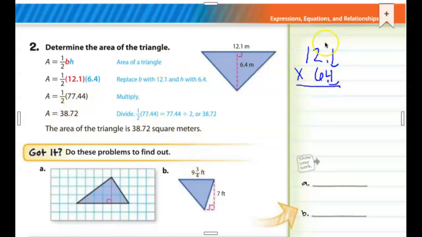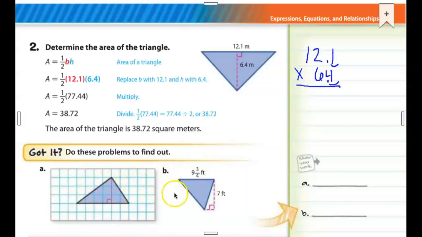Come to Math Help if you don't know how to multiply decimals, please. Okay, so that's going to be the area of this particular triangle. After you get the 77 and 44 hundredths, you divide that by 2 and you get 38 and 72 hundredths.